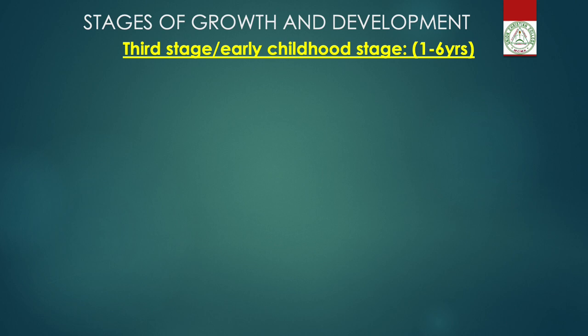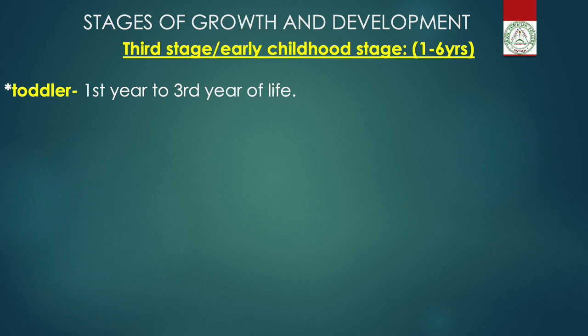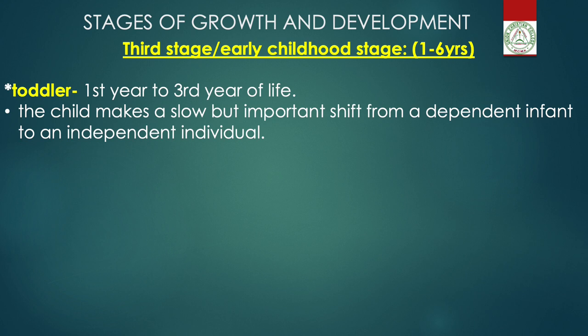We also have the third stage, which is what we call the early childhood stage, and this happens during the first year up to the sixth year of life. When we talk about toddlerhood, this pertains to the first year to the third year of life. So toddlers po ang tawag natin pag yung isang individual is 1 year old up to 3 years old. Now, during this stage, the child makes a slow but important shift from being a dependent infant to an independent individual. During the toddlerhood period, the child will already start to do things on his or her own.